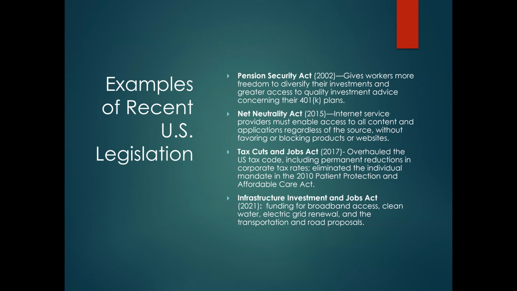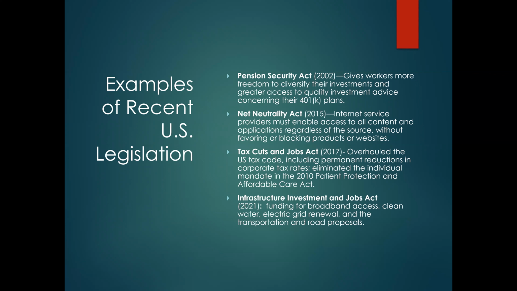And here, there are several important pieces of legislation that have significantly influenced how firms operate and also firms' profitability. A good example would be the Tax Cuts and Jobs Act, which overhauled the U.S. tax code, including a reduction of the corporate tax rate, and at the same time also eliminated the individual mandate in the 2010 Patient Protection and Affordable Care Act.